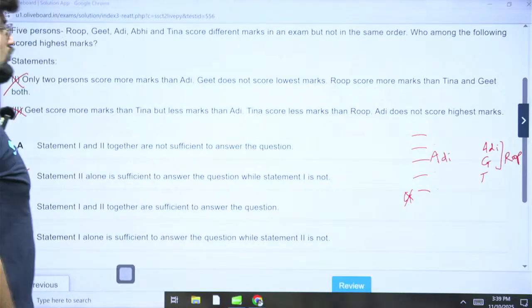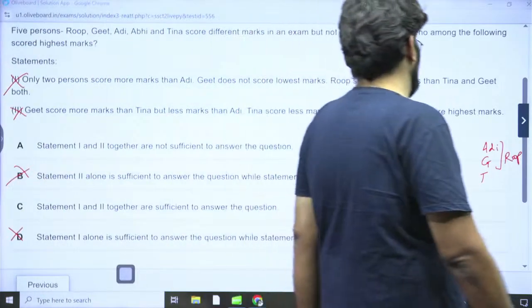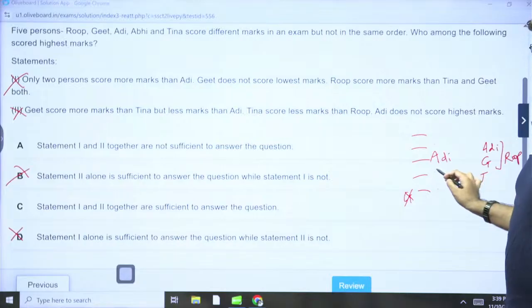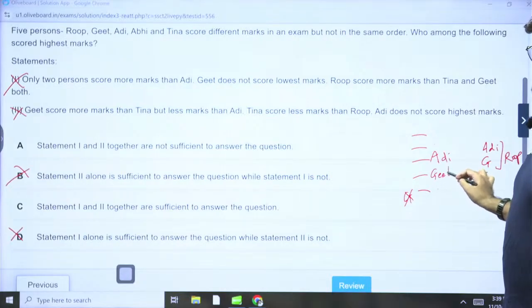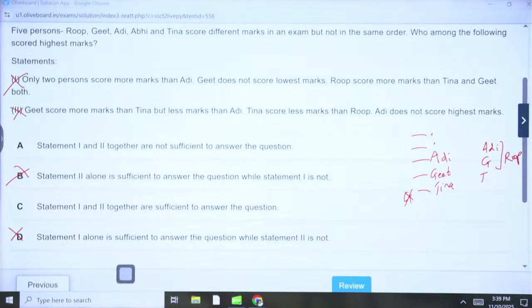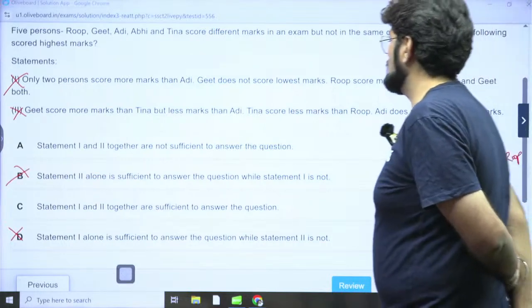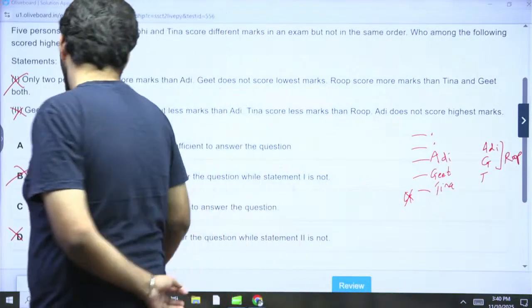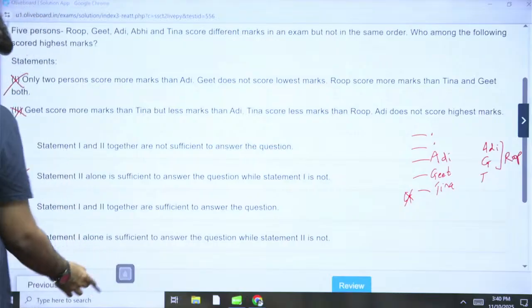The problem is you'll have to check both now. So combine both of them. Tina has to be here. Tina scores less than Roop. Roop has to be either here or here. Can we still conclude anything? I don't think so. So the answer is that the statements are not sufficient to answer the question.